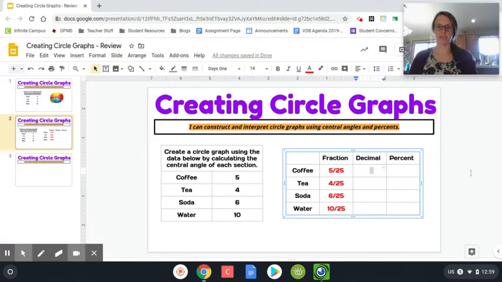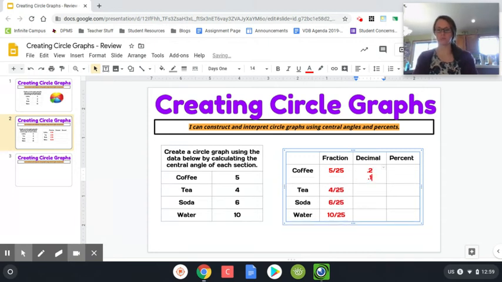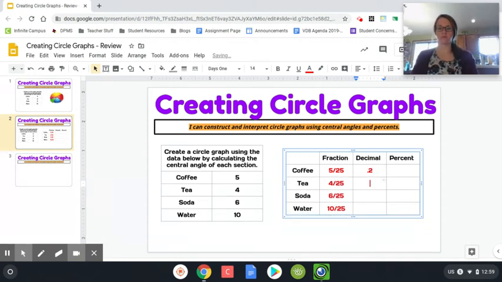Now that I have that data, I can go ahead and enter that into my table. So 0.2, 0.16, 0.24, 0.4, and then my percentages.